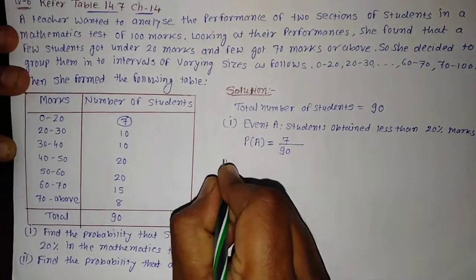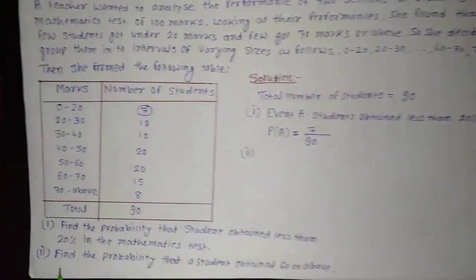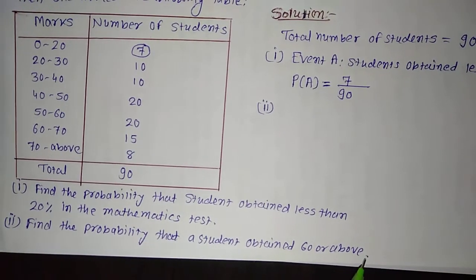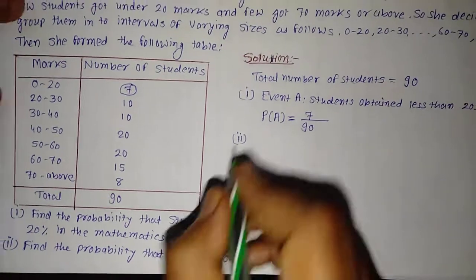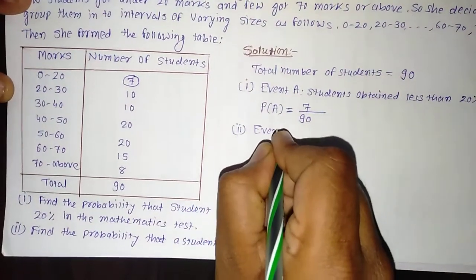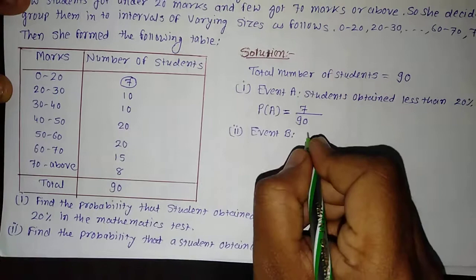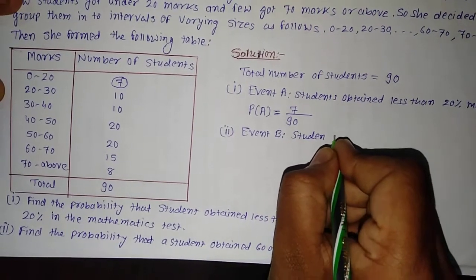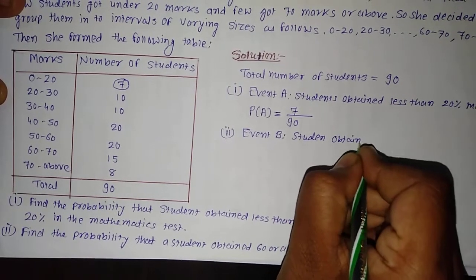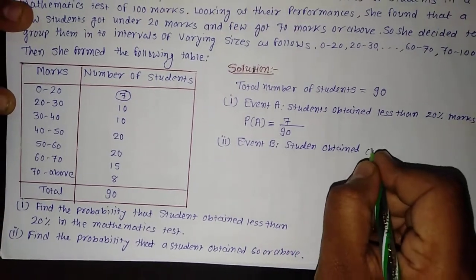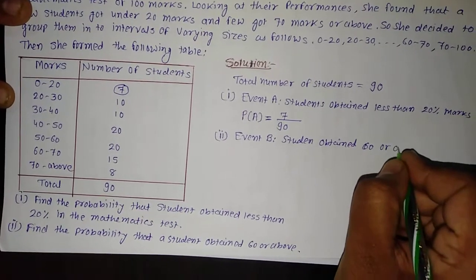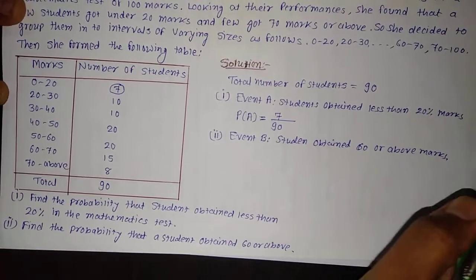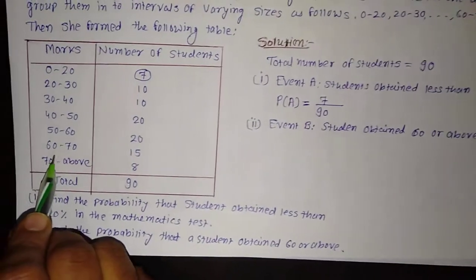Second one. Let us read the second question. Find the probability that a student obtains 60 or above. I'll write the event, that is given the name event B. Students obtained 60 or above marks. Let us see. Refer to this table.